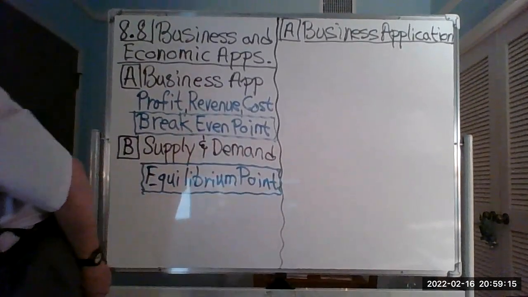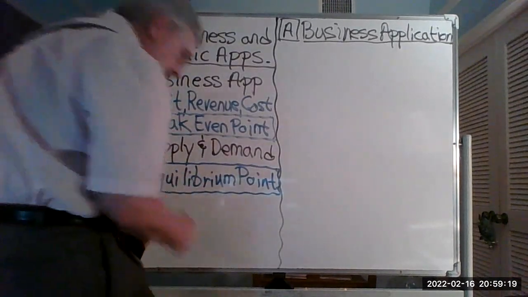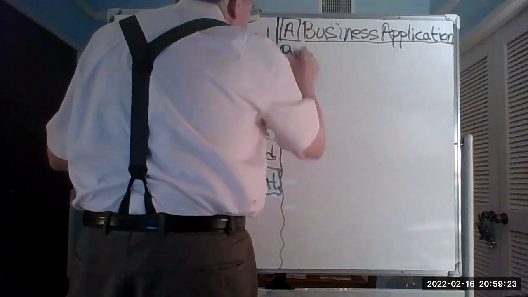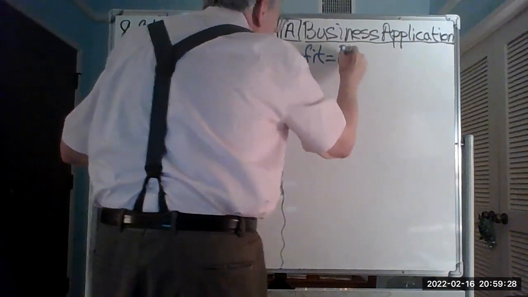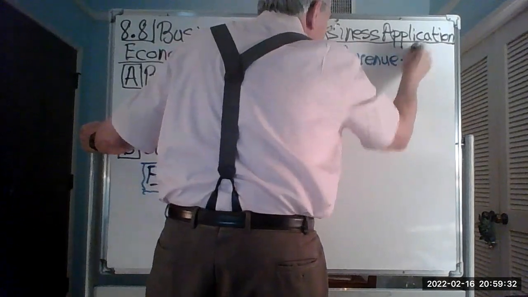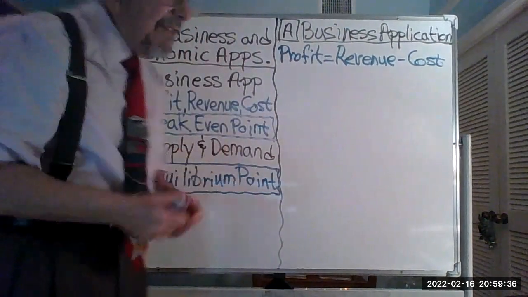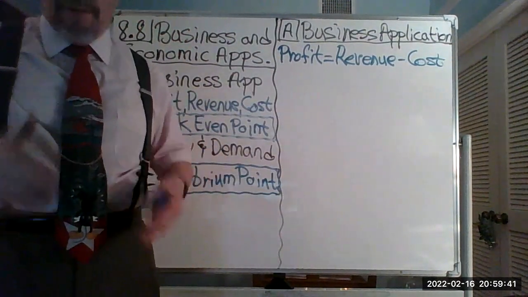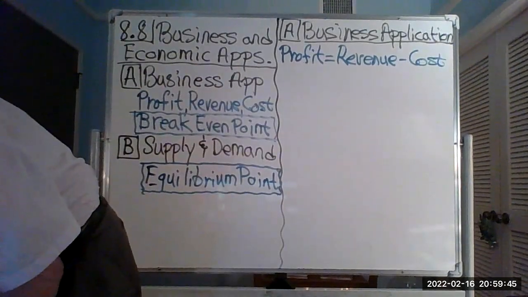Okay. So the profit is equal to the revenue minus the cost. So these are the relationships. The profit equals the revenue minus the cost. Okay. So the revenue is how much money you make for selling stuff, and the cost is how much it costs you to make a particular item.